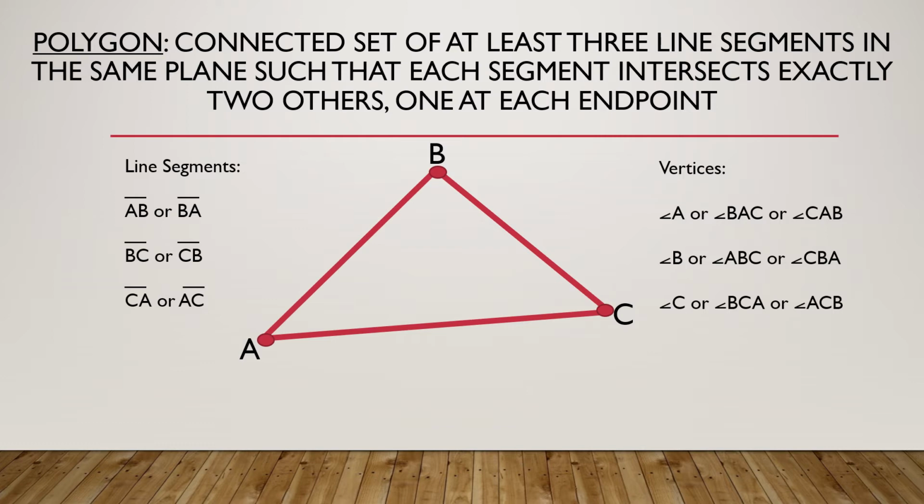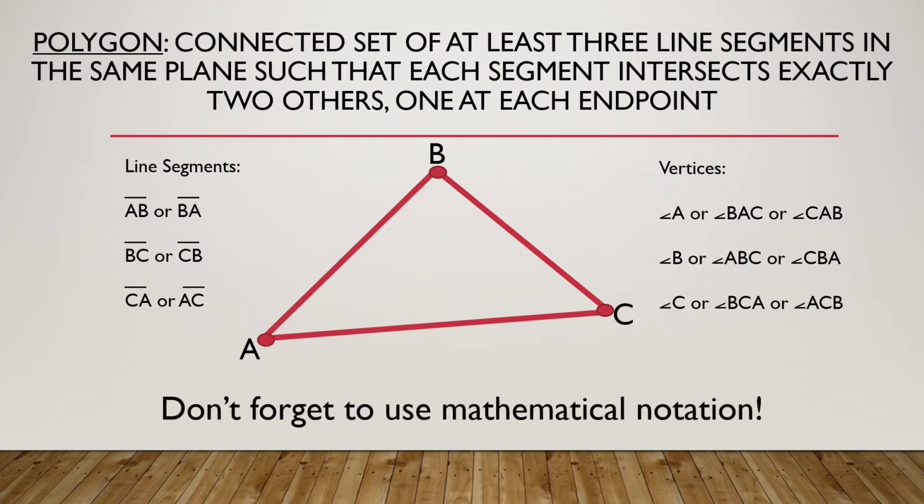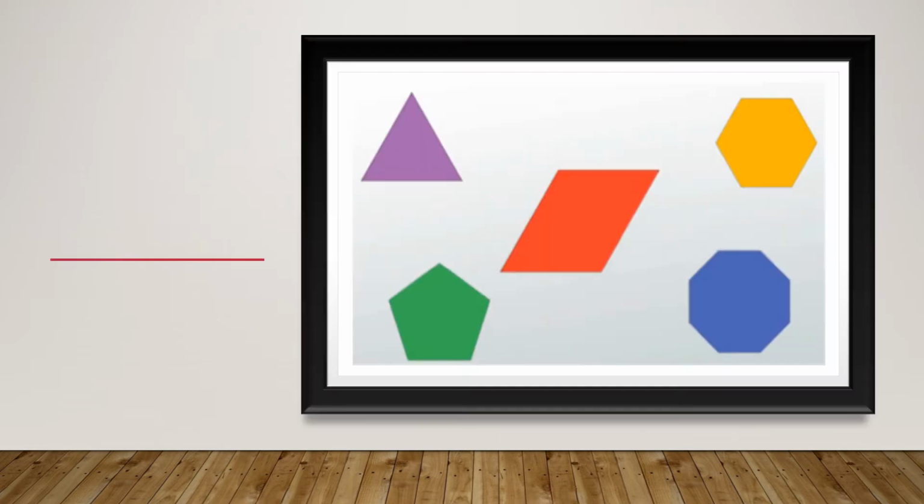Angle A, in this case, can also be called angle BAC or angle CAB. And same goes for angle B and angle C. You can see the multiple ways to name these angles. But more importantly, make sure that if you're using 3 letters to name an angle, the vertex of the angle goes in the middle. Also, don't forget to use your mathematical notation from here on out when we're working these problems out on paper.